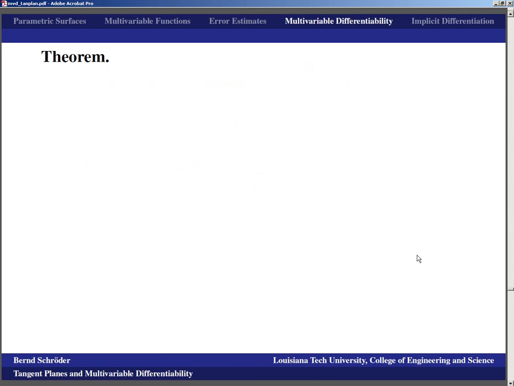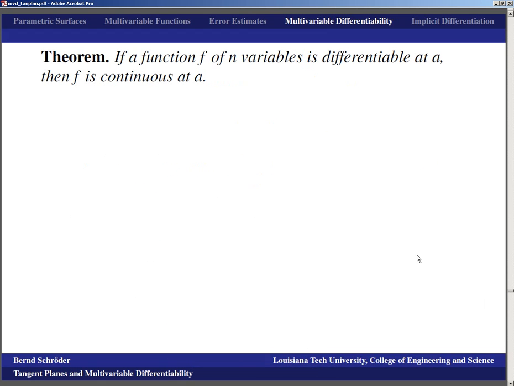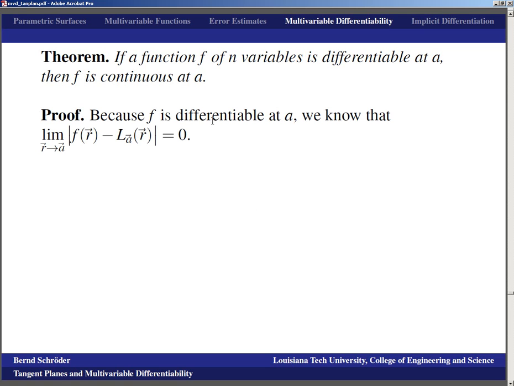Okay, so then as a theorem, if a function of n variables is differentiable at a point a, then it is continuous at a. That is, of course, what we'd like to have, because that is what we have for single variable differentiability. This proof is now definitely at the high end of what we're doing, but it's not that bad, because if the function is differentiable at a, we know that the limit as r goes to a of the absolute value of f of r minus the linear approximation taken at a evaluated at r, that limit of this difference is 0.